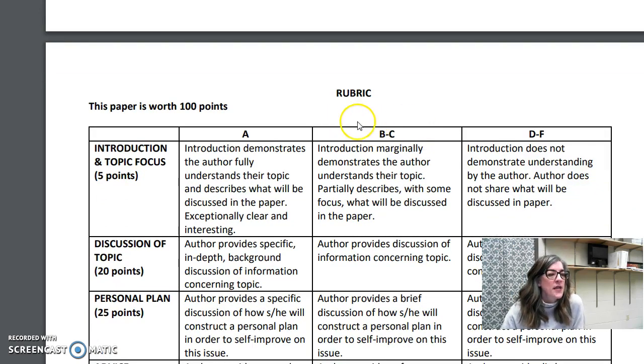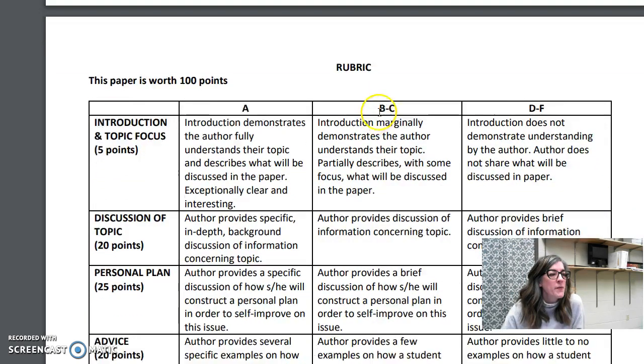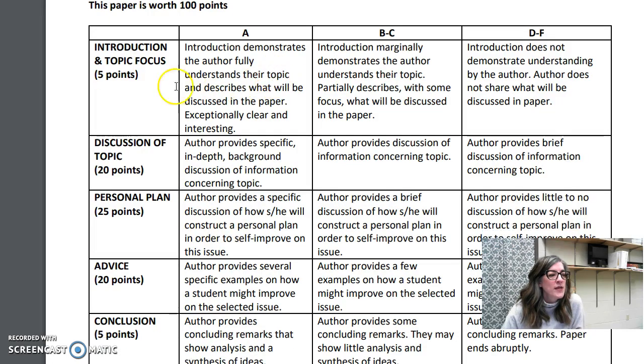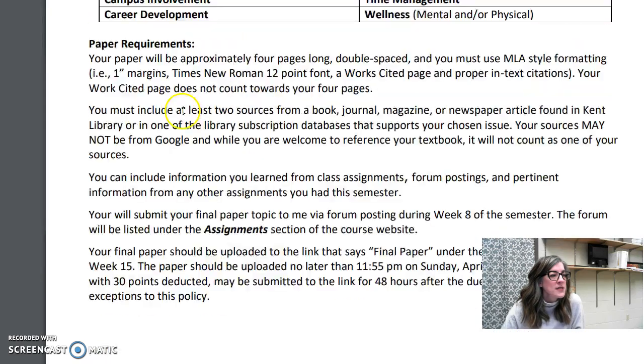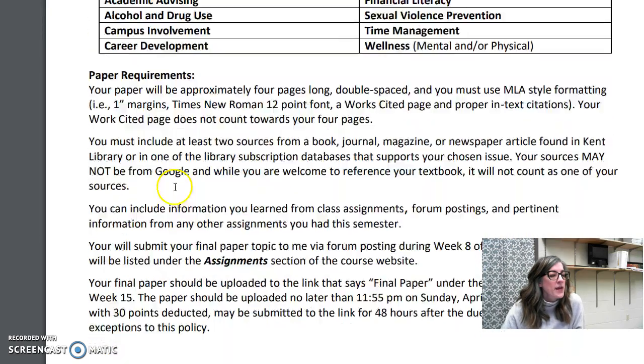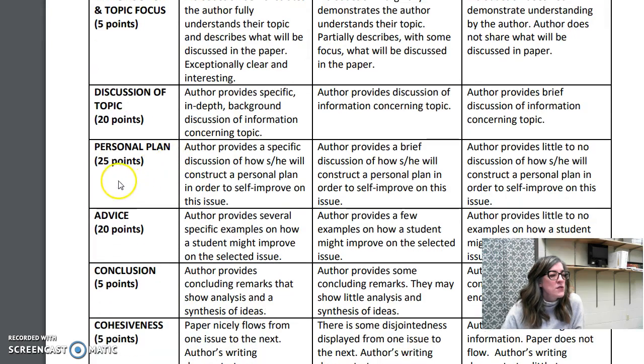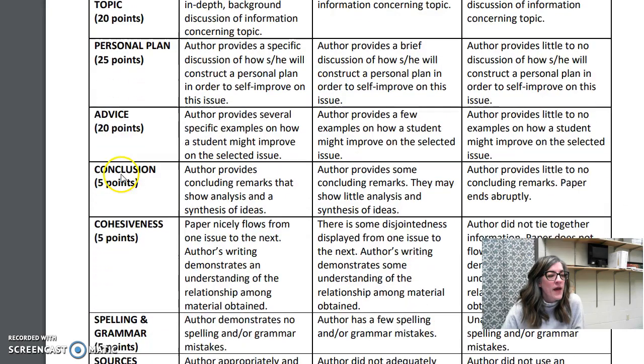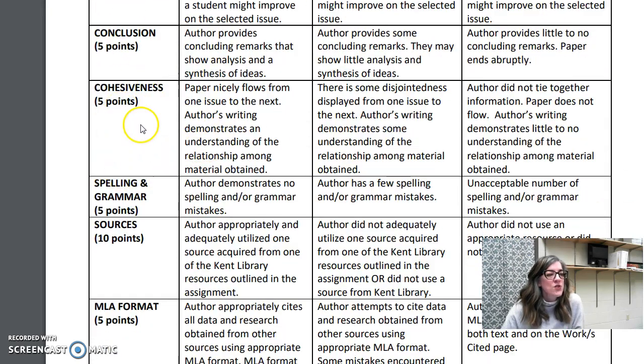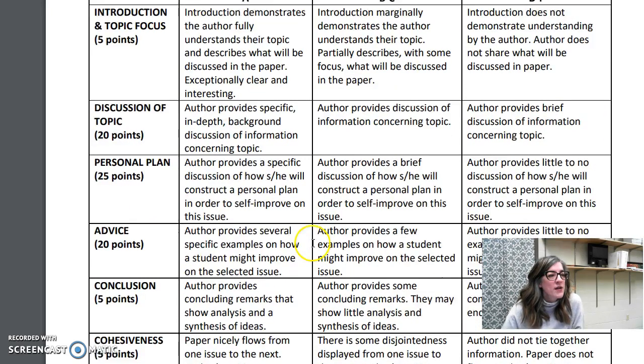I've also provided you here on the second page a rubric. This is how I'll be scoring your paper. The overall paper is worth 100 points. You can see the point breakdown for each of those required components that I've listed up here, and you can see that most of the points go to that personal plan. I really want you to concentrate on that. I've also included some points for the overall cohesiveness of the paper, your spelling and grammar, just a few points on that, the sources that you used, and then making sure that you used appropriate MLA style formatting, okay?